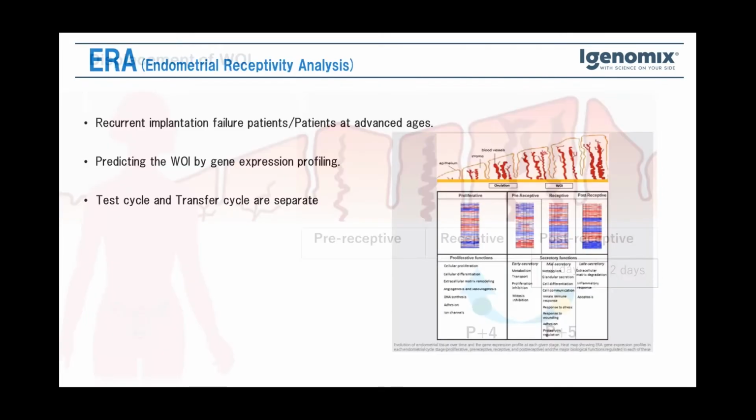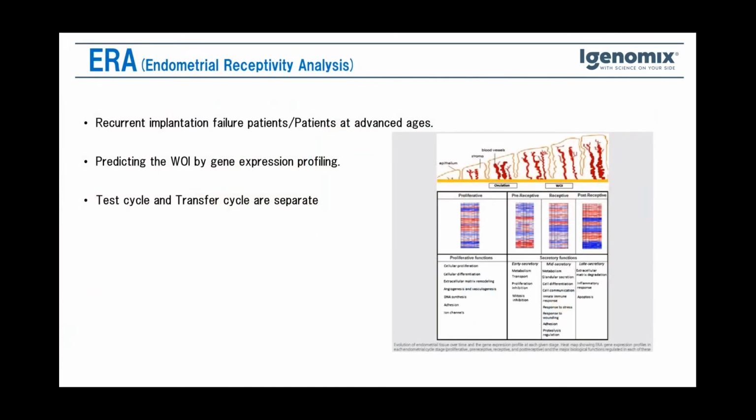So the theory behind this is that the progesterone concentration will trigger the expression of 236 genes, which are expressed differentially throughout the window of implantation process. So we can see that in the proliferative stage and also the pre-receptive, receptive, and post-receptive stages, different genes are expressed differentially. So according to these profiles, we are able to define which stage the patient's sample or biopsy is in. Okay, so this is the theory behind this.